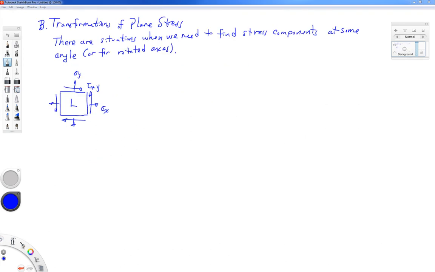All right, so now we know what plane stress is. We're going to talk about transformations of plane stress. There are certain situations where we need to find stress components at some angle in a material, or another way to say that is for a rotated set of axes. So here I have a material with a stress state on my little block, sigma X, sigma Y, and tau XY. And maybe there's a reason why we might want to find these stresses at a new angle. Suppose we have a plate of material with this stress state, and at some angle in this material is some weld line.